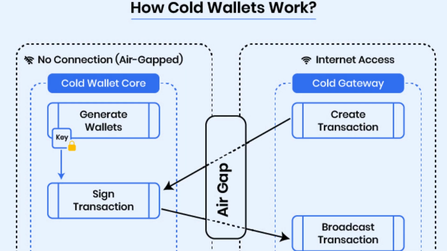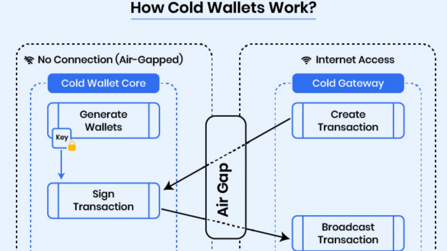2. How cold storage works. Offline storage. Cold storage involves storing private keys, which are required to access and manage cryptocurrency holdings, on physical media such as hardware wallets, paper wallets, or offline devices.